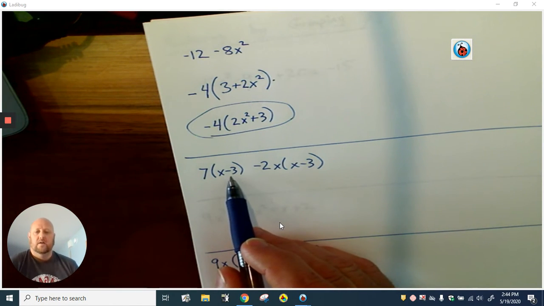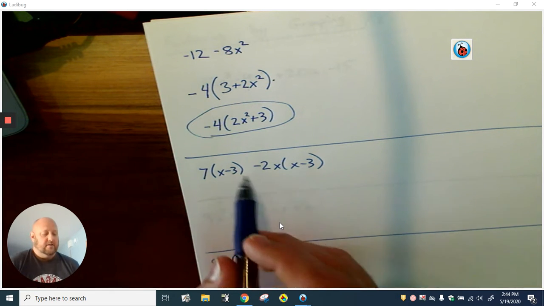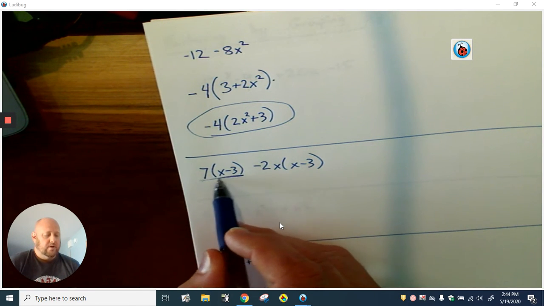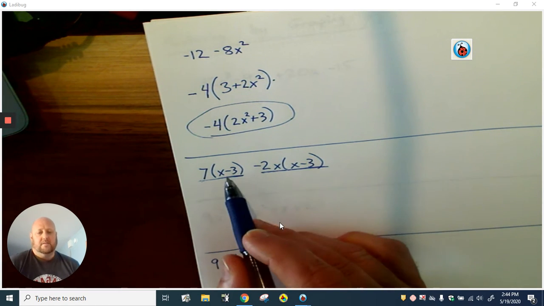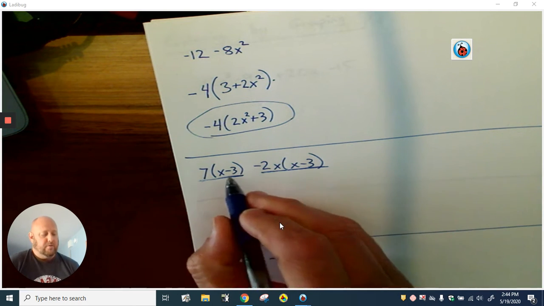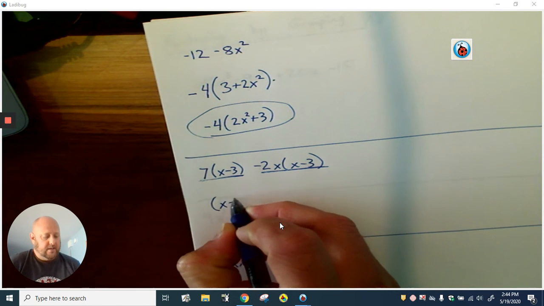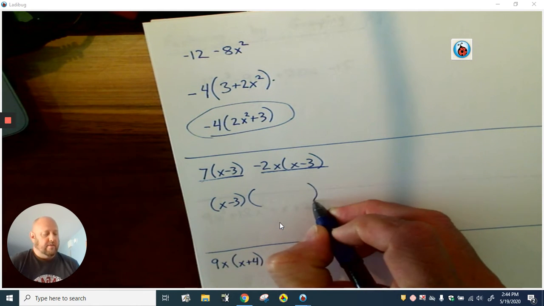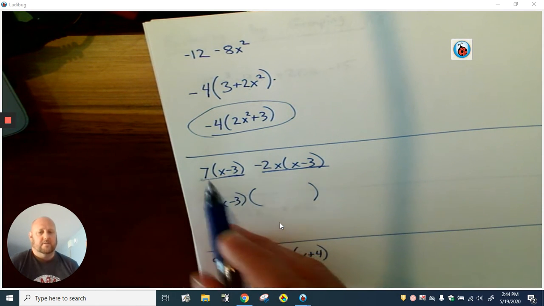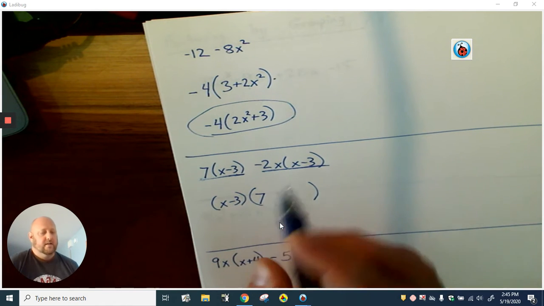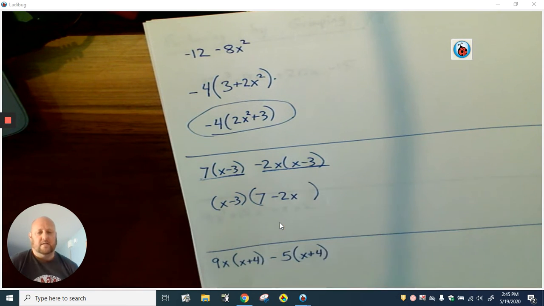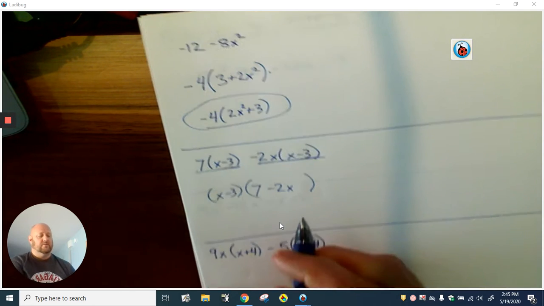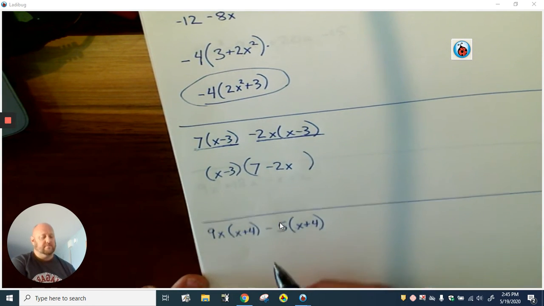Sometimes you can look for even bigger things that they have in common. If you look at this whole thing as one term, and then you look at this whole thing as one term, and you can do that because it's multiplication, well, they both have an x -3. So you can pull that out. And if you divide this by x -3, you're just left with the 7. And if you divide this whole thing by x -3, you're just left with the -2x. And you're done. And again, you should be able to FOIL that out, and it should be the same thing as if you distribute those.